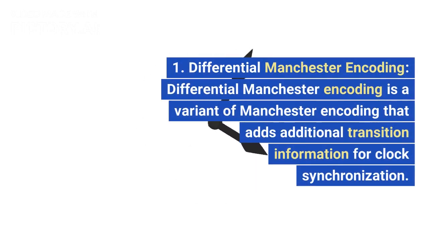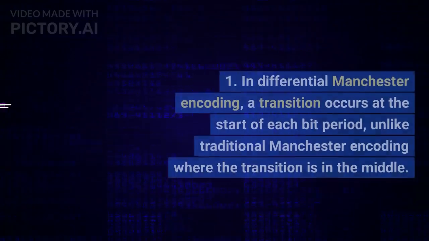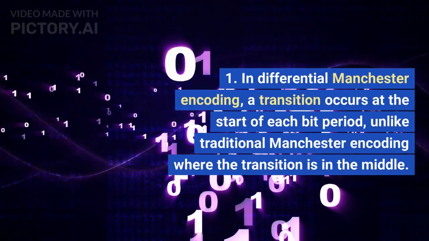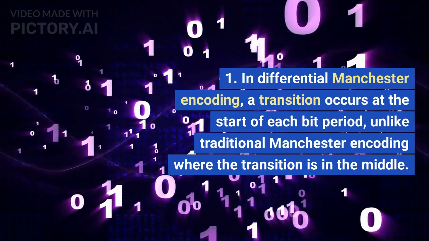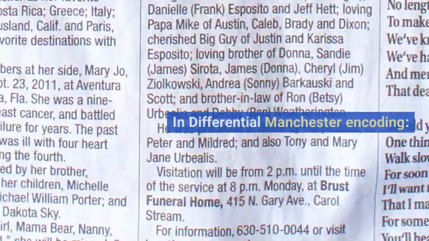Differential Manchester encoding is a variant of Manchester encoding that adds additional transition information for clock synchronization. In differential Manchester encoding, a transition occurs at the start of each bit period, unlike traditional Manchester encoding where the transition is in the middle. In differential Manchester encoding, 1.